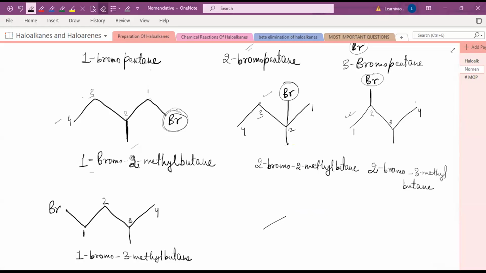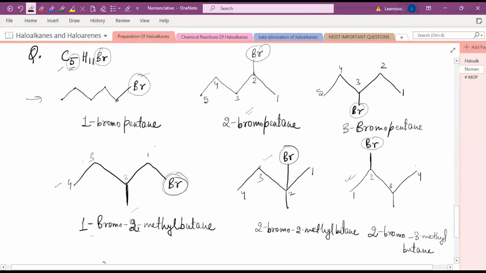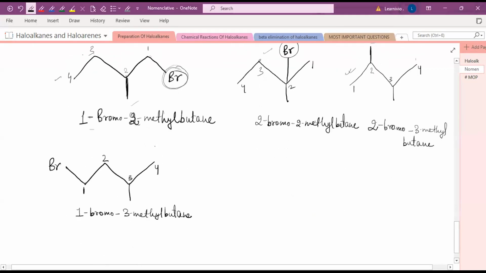You can also use a propane, right? When you shorten the chain, because first we have drawn it for pentane, then after that butane, then we can check it for propane also. So 1, 2, and 3 carbon chain.